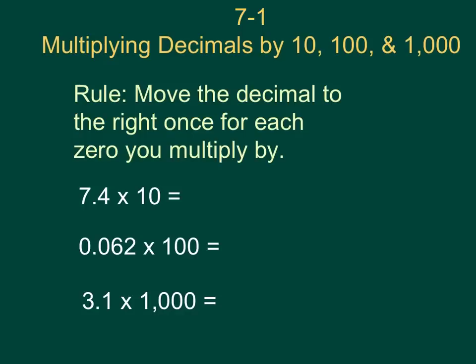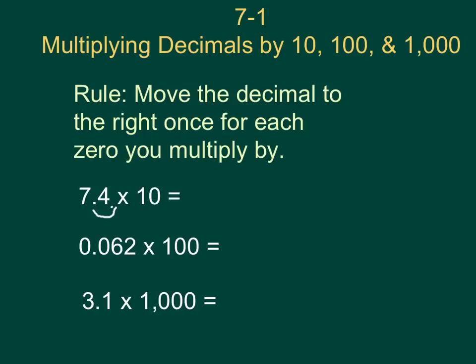So if you look at our first example right here, you'll notice that we're multiplying by 10. And in 10 there is 1 zero. And so based on our rule up here, we're going to move the decimal to the right once for each zero. So since we have 1 zero, we're going to move that decimal point one place over to the right. And when we do that, it ends up being behind the 4.